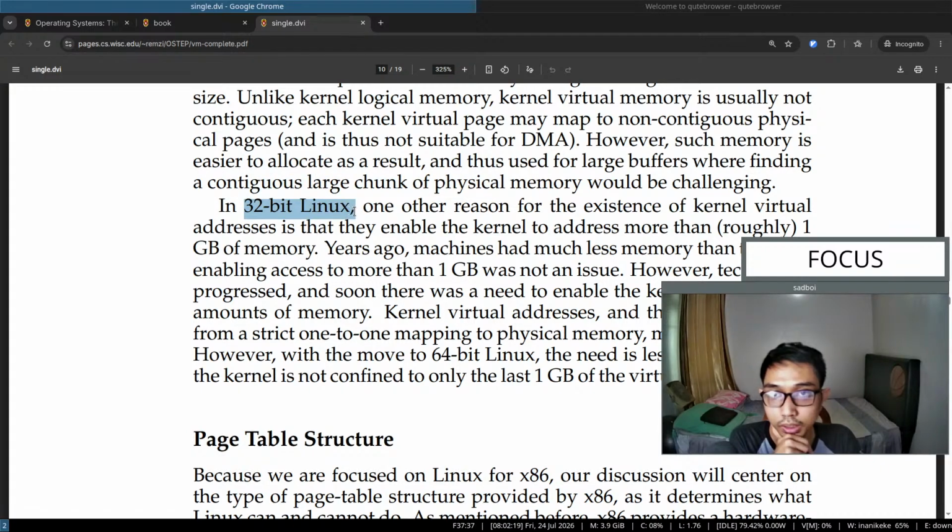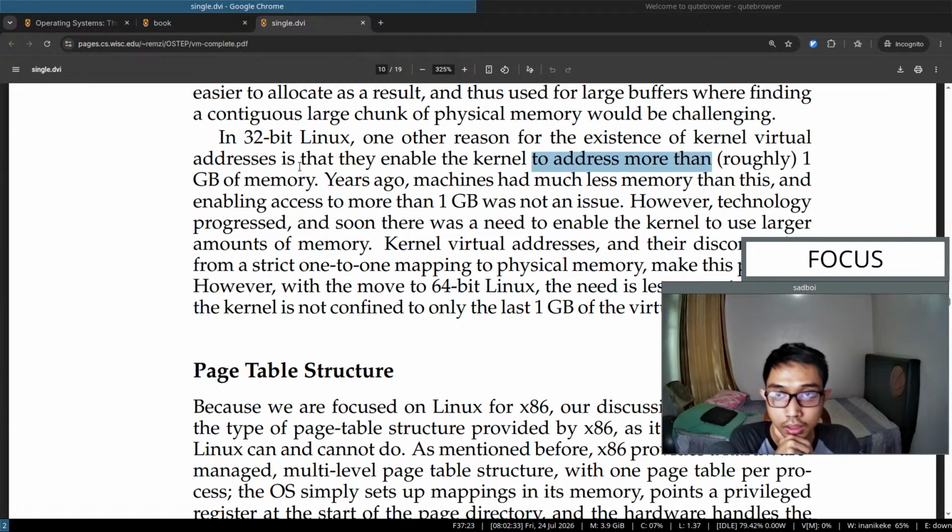In 32-bit Linux, one other reason for the existence of kernel virtual addresses is that they enable the kernel to address more than roughly 1 GB of memory.